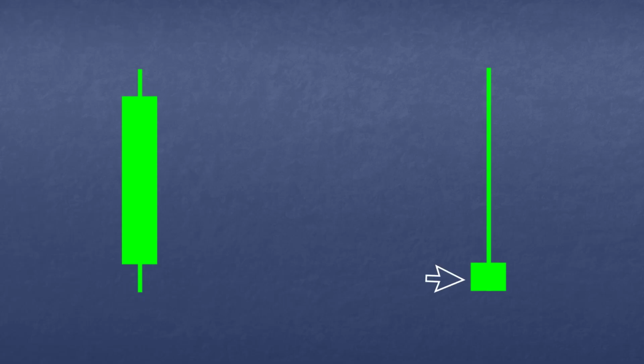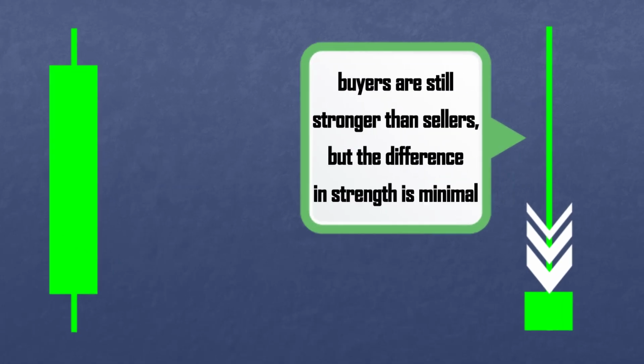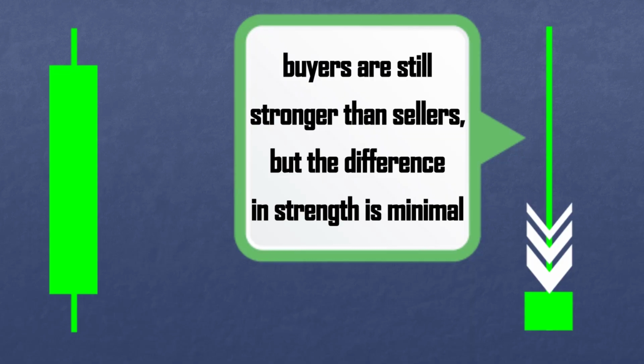The opening price is here, and buyers initially push the price to a new high. However, at the highest price point, sellers step in and drag the price down. Sellers strongly push the price back close to the opening level, but ultimately, buyers manage to keep the closing price higher than the opening price. In this case, we can see that buyers are still stronger than sellers, but the difference in strength is minimal.